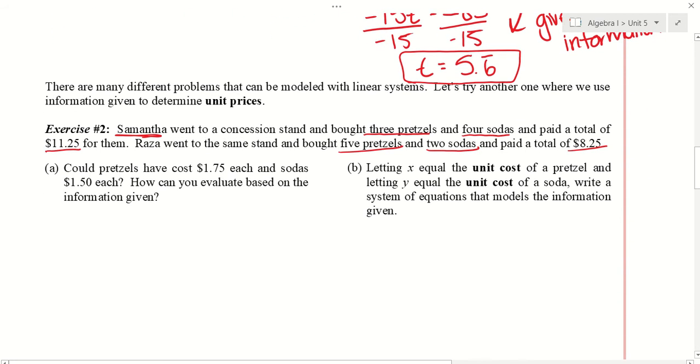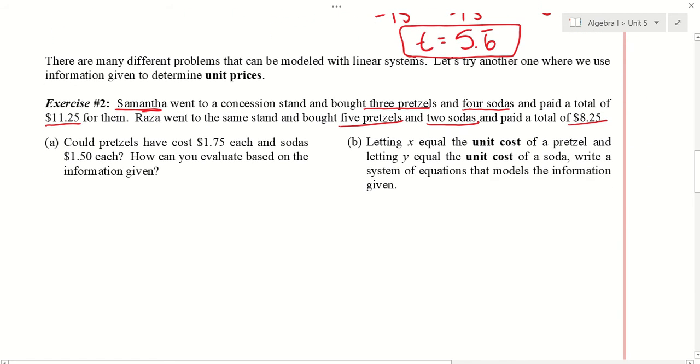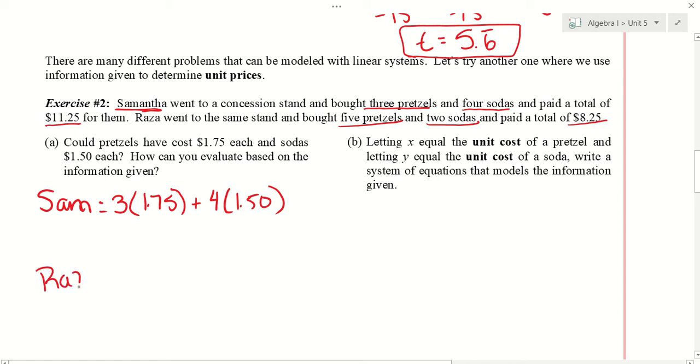First question says, before you start setting up the formulas, what if we say pretzels cost $1.75 and sodas cost $1.50? Is this right? Well, let's think about Sam. Sam bought 3 pretzels, and pretzels are $1.75. She also bought how many sodas? 4 sodas. Now Raza, she bought 5 pretzels and 2 sodas. It says that Sam spent $11.25. Go ahead, do the math for Sam that we have here. Go ahead and simplify this. See if you get $11.25. See if they're correct.